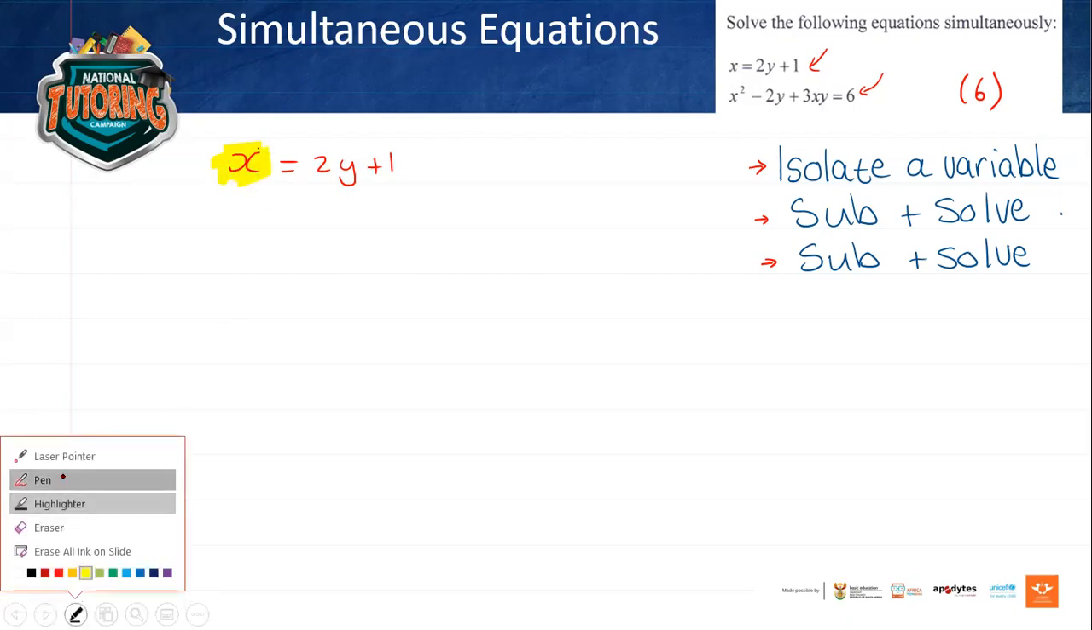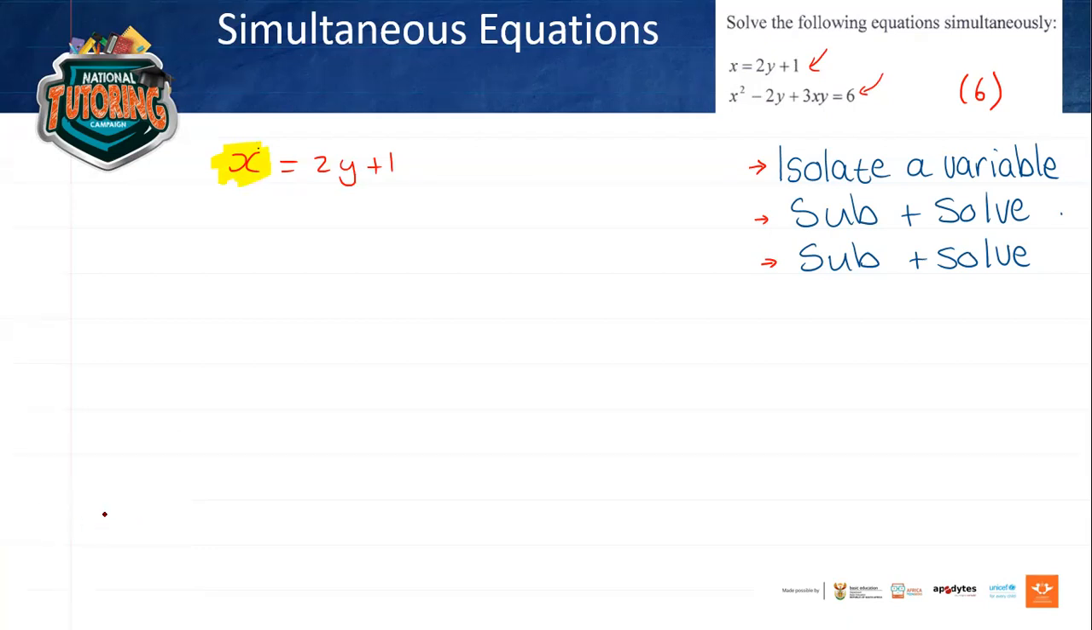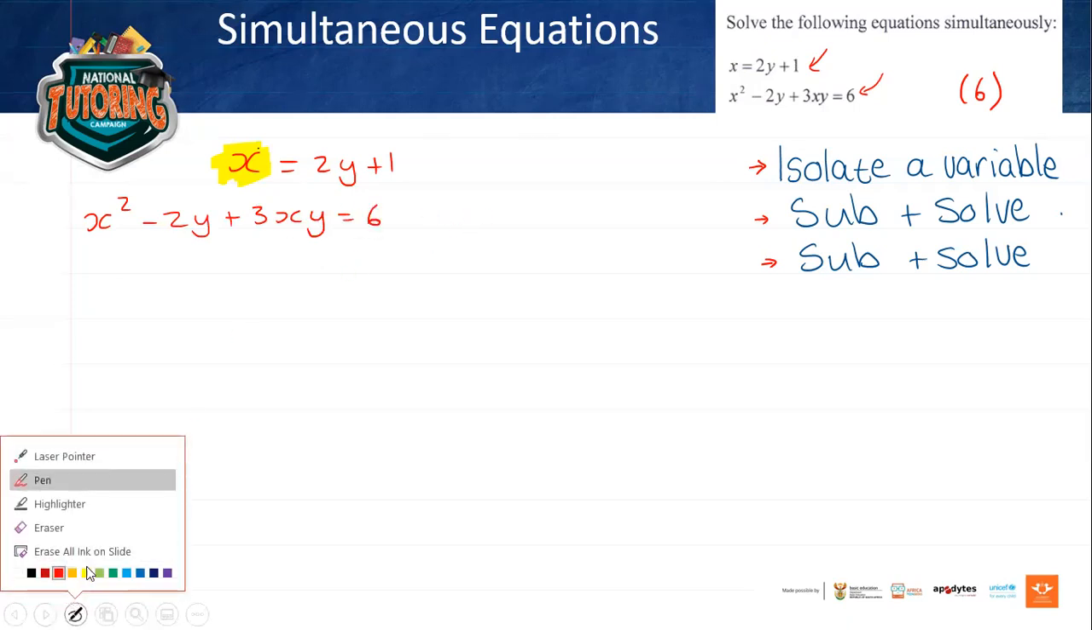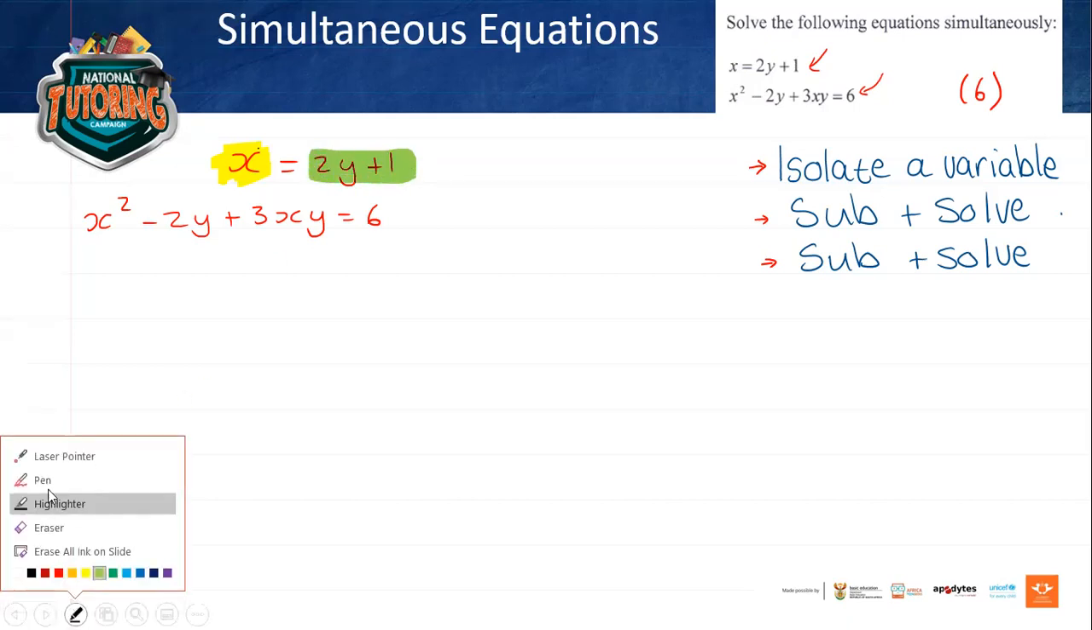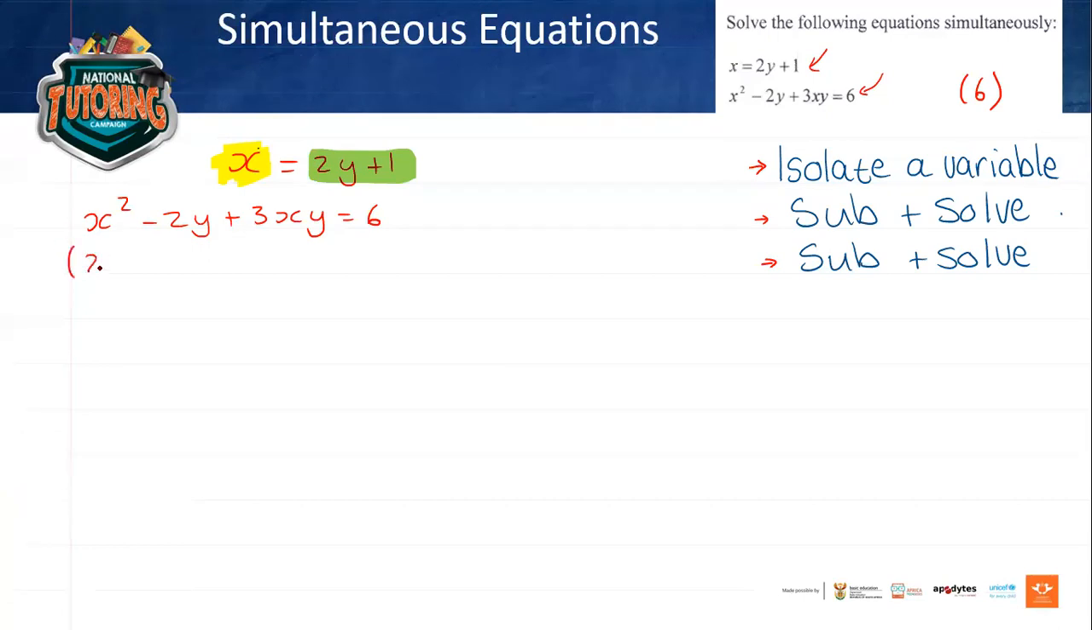And if that were the case, you would do a little bit of rearranging to get one of your variables by itself. The second step is to sub and solve. So I'm going to get my second equation, which is x squared minus 2y plus 3xy equal to 6. And I'm going to sub in the expression for x that I got from my previous equation. So 2y plus 1. Everywhere where there is an x, I'm going to replace it with 2y plus 1. Remember, it's a substitution, so you need to use brackets.